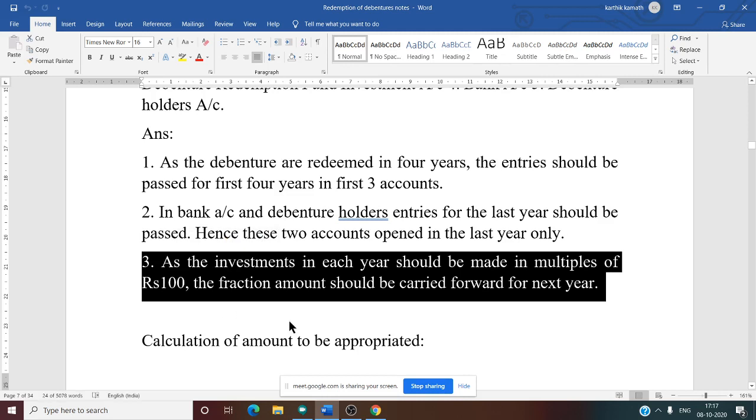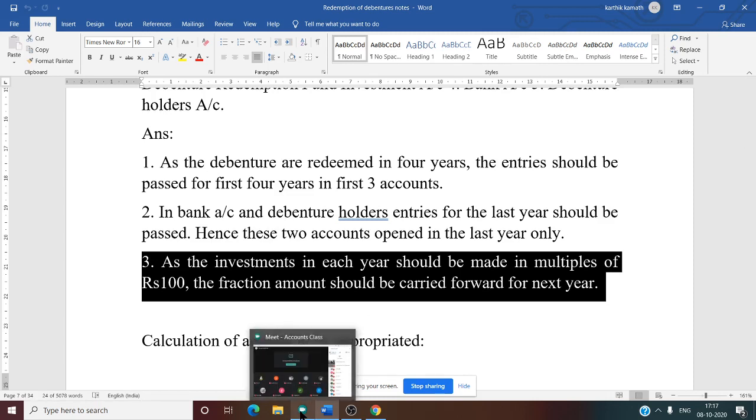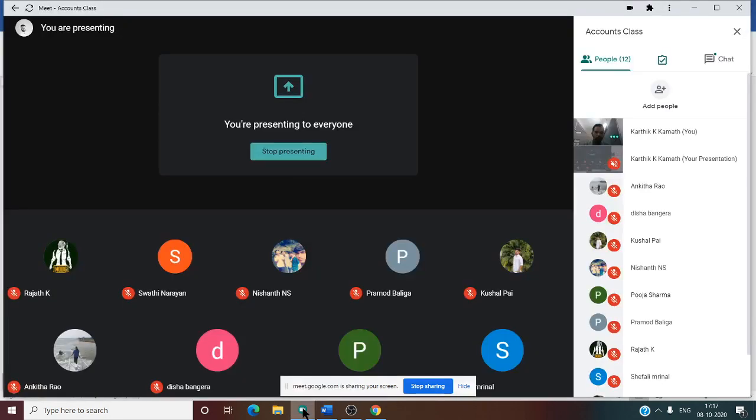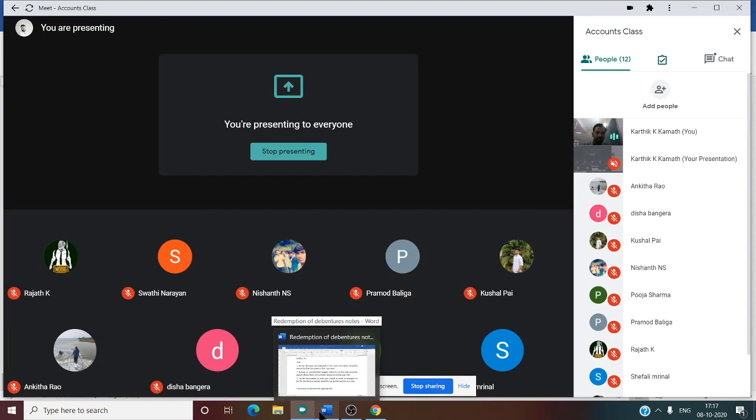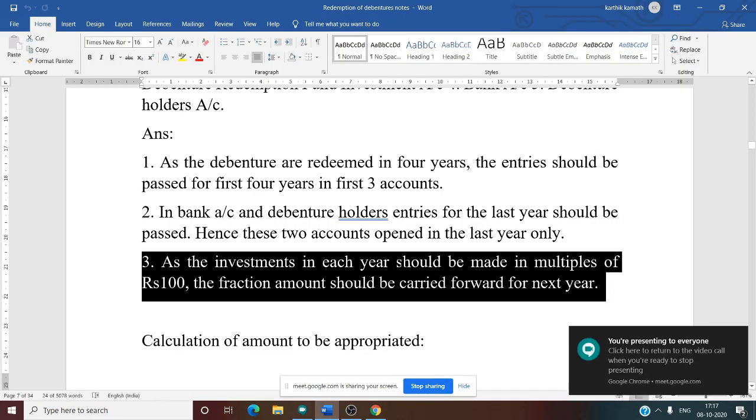Next, as the investment in each year should be made in multiples of rupees 100, the fraction amount should be carried forward to the next year. That is, while preparing the debenture redemption fund investment account, we need to consider the full amount in multiples of 100. Suppose there is 2,570. We need to consider 2,500 only. 70 is carried forward to the next year. So that is the meaning of this.